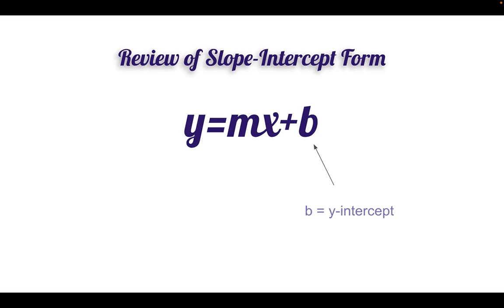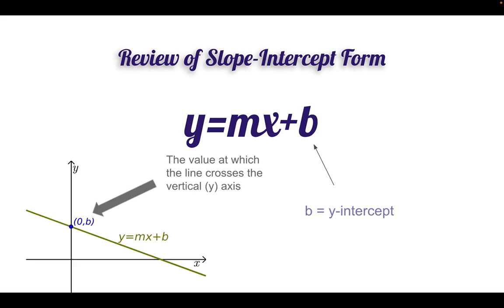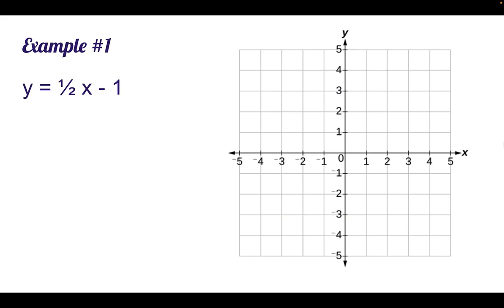Now focusing on the b value, which is the y-intercept, that is the value at which the line crosses the vertical or y-axis right here. So whatever this value would be your b value. Now let's get into our first example.